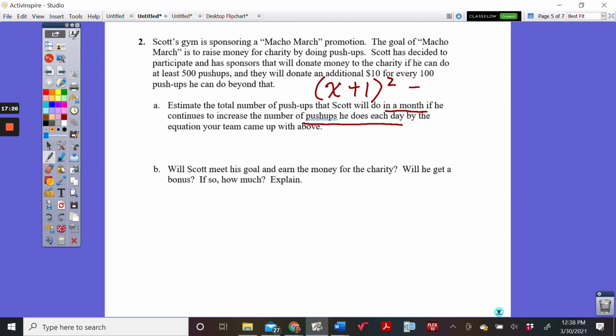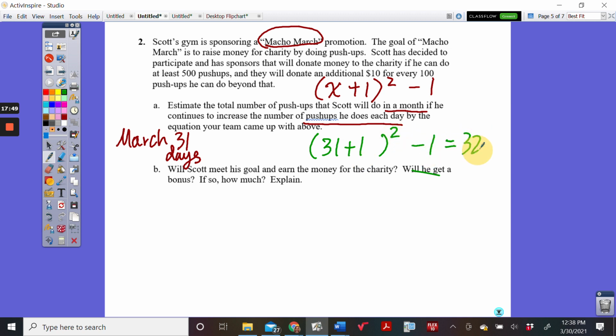How many days are in a month? Well, it's Macho March. And since it's March right now, March has 31 days in it. And so if he continues at this rate, where x is the number of days, 31 plus 1 squared minus 1. 31 plus 1 is 32 squared minus 1. 32 squared is 1024. Take away 1 is 1,023. Total push-ups.